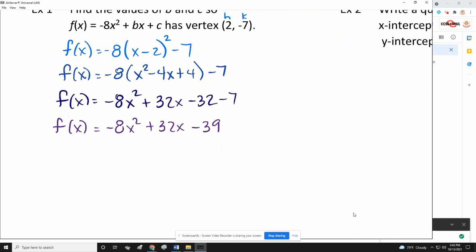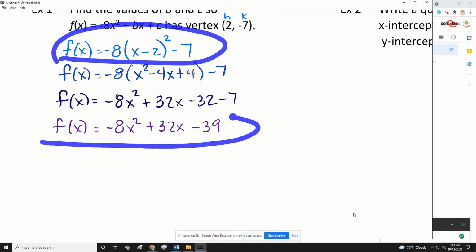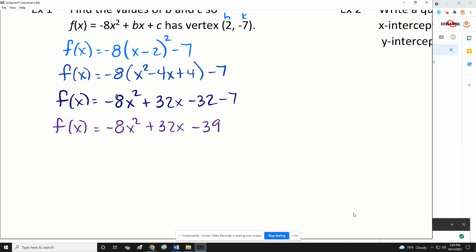Okay. So these two are the same function, just in different forms. So they have the same vertex, have the same intercepts, have all the same points. So to answer the question, we're looking for what b and c are. So once we get it in standard form, you can quickly see that b would be 32 and c is negative 39.